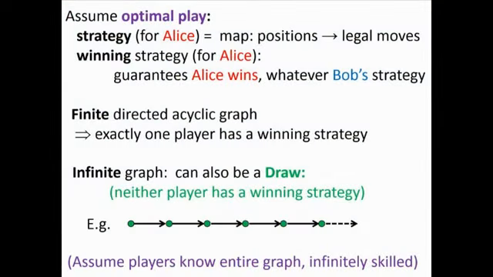Okay, so I want to think about optimal play. That means the players are very, very clever. A strategy for Alice, say, is simply a map that assigns a legal move to every position that she might find herself in. Just a rule book for how to play the game. You imagine Alice uses one strategy and Bob uses another, and you call Alice's strategy a winning strategy if it guarantees that Alice will win no matter what strategy Bob uses.